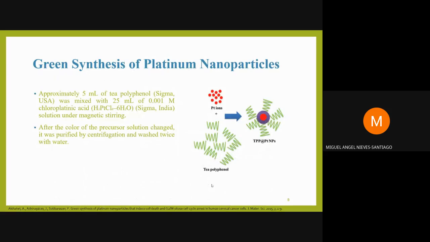Platinum nanoparticles were fabricated using a green synthetic approach, mixing 5 milliliters of tea polyphenol with 25 milliliters of 0.001 molar chloroplatinic acid solution under magnetic stirring. After the color of the precursor solution changed, it was purified by centrifugation and washed twice with water.